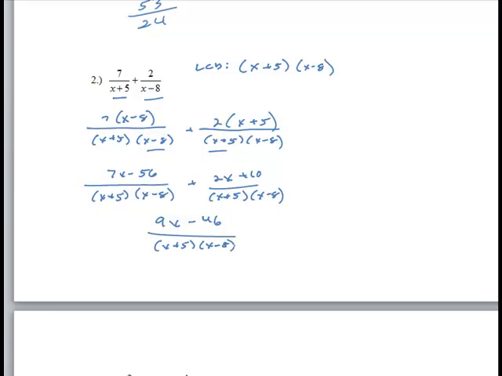We just want to check to see if we can simplify this final answer. The good point is the denominator is already factored. We just need to see if we can factor the numerator, which of course in this case we cannot, which means it's already simplified.